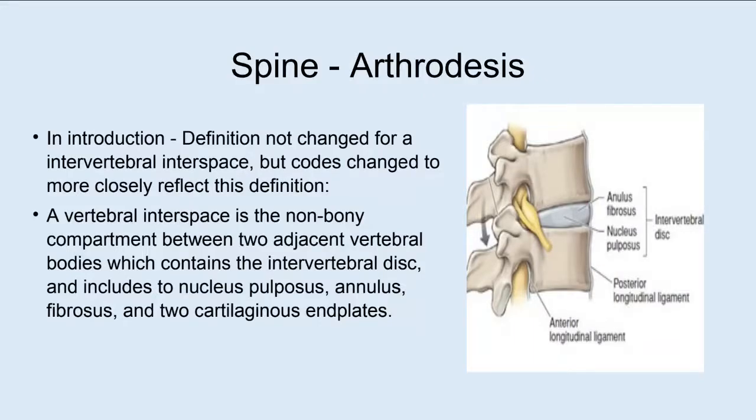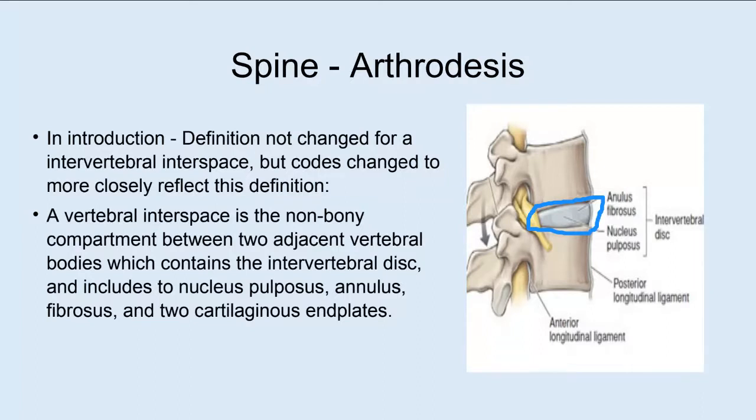So a vertebral interspace is the non-bony compartment between two adjacent vertebral bodies which contain the intervertebral disc and includes the nucleus pulposus, annulus fibrosus, and two cartilaginous end plates. So that's this. Important thing to remember, it's not bone. Now this, as I said before, hasn't changed. This was in the 2021 version also, but they're using a much more specific terminology for interspace instead of level or segment or whatever before.